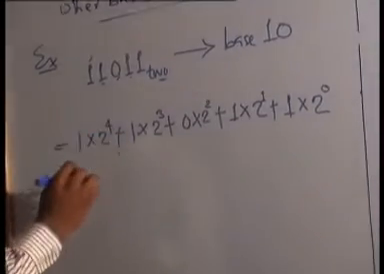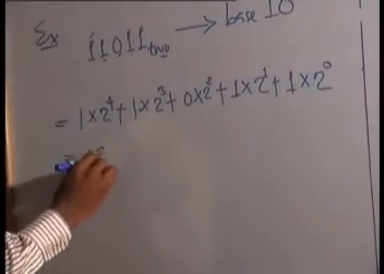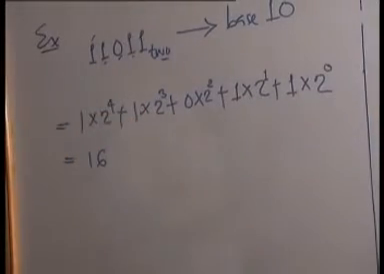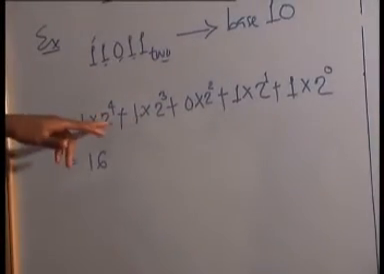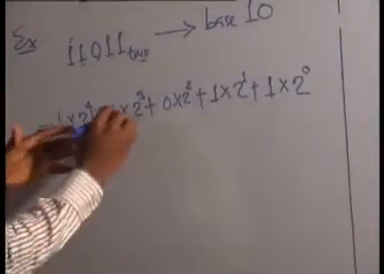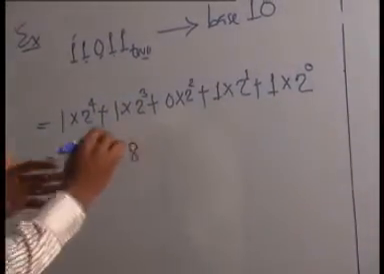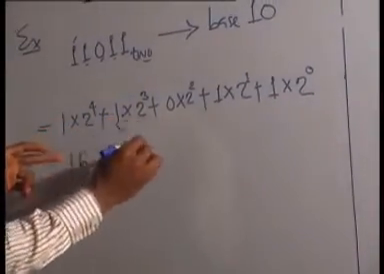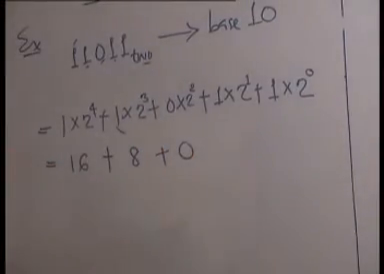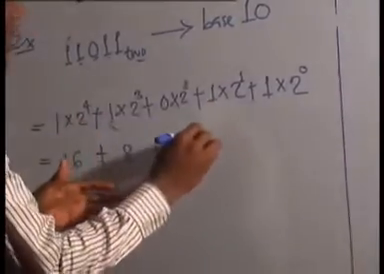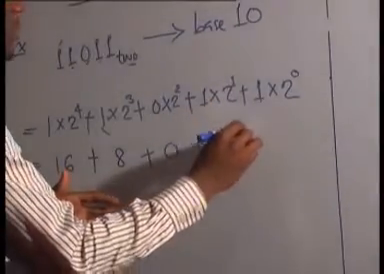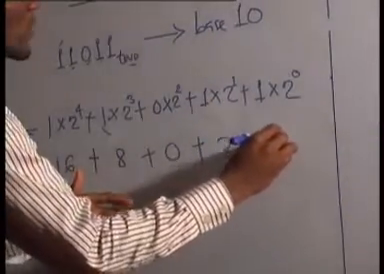This is 1 times 16. So you have 16 here. 2 raised to the power 4 is what? 16. Yes. 2 raised to the power 3 is 8. 2 raised to the power 4 is 16. Plus 1 times 8. So you have 8. Plus 0 times 2 is what? 0. 0 times 4. Then you have 1 times 2. 2. Plus 1 times 1.